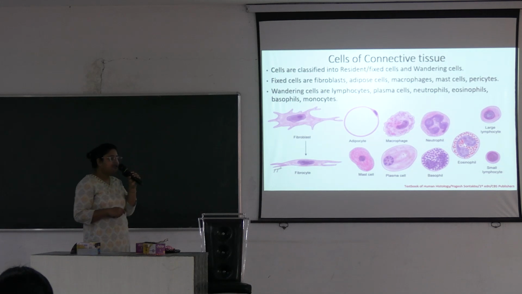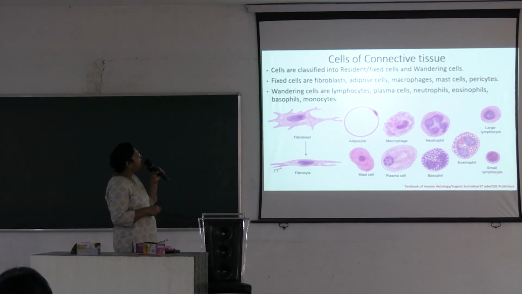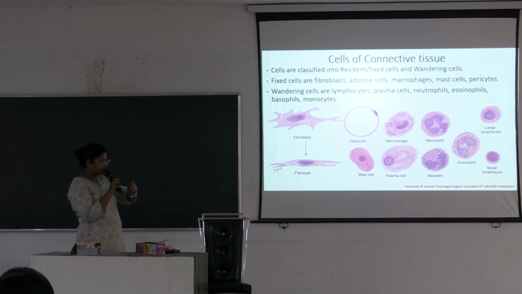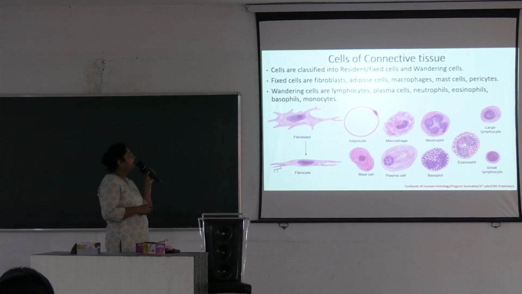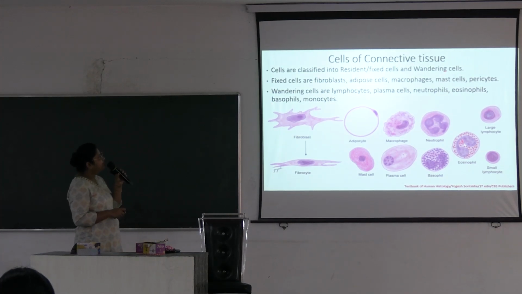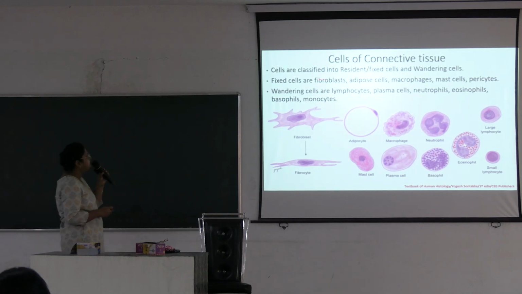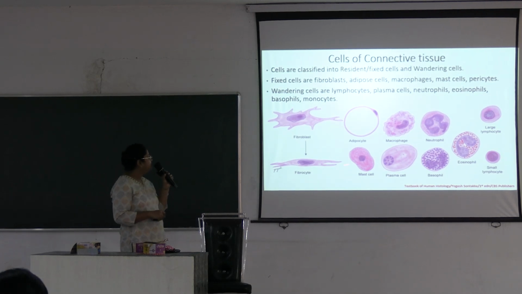Next, we are going to the cells of the connective tissue. Cells are classified into 2 types: resident or fixed cells and the wandering cells. Okay, so fixed cells are fibroblasts, adipose cells, macrophages, mast cells and the pericytes. Wandering cells are lymphocytes, plasma cells, neutrophils, eosinophils, basophils, and monocytes. These are mainly part of the blood. Okay. So see here the pictures.